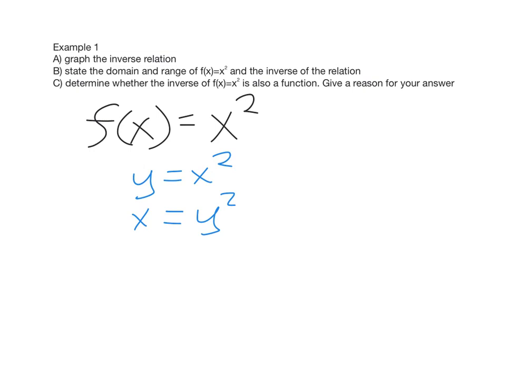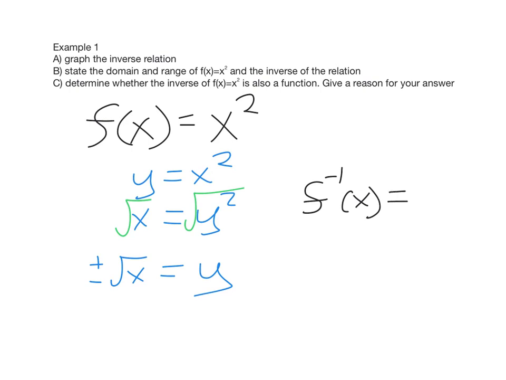So to do that, we would take the square root of both sides, which would give us plus or minus the root of x is equal to y. There we have the equation to our inverse. So to finish this off, we would say that the inverse of f(x) is equal to plus or minus the root of x.